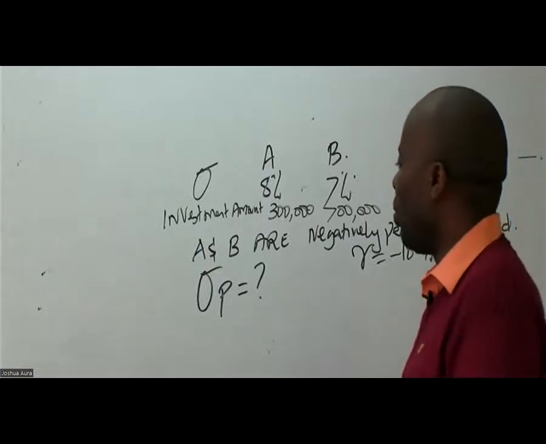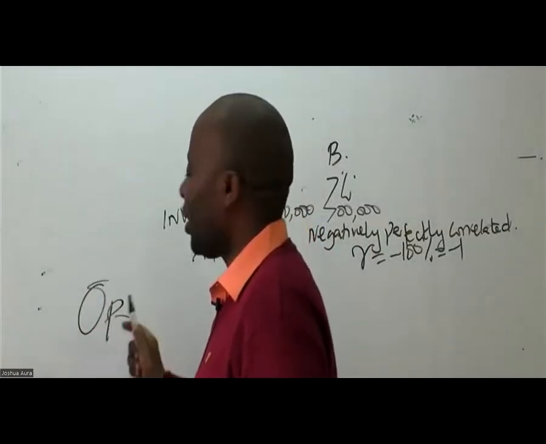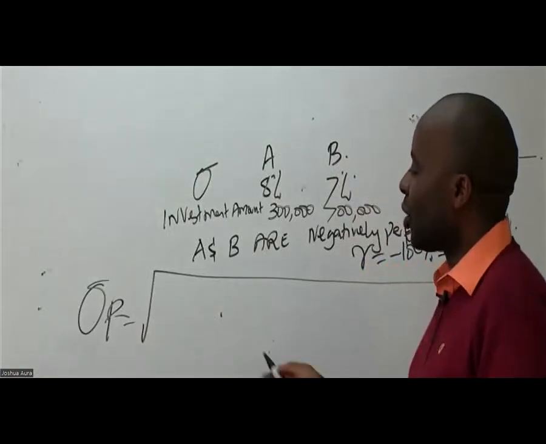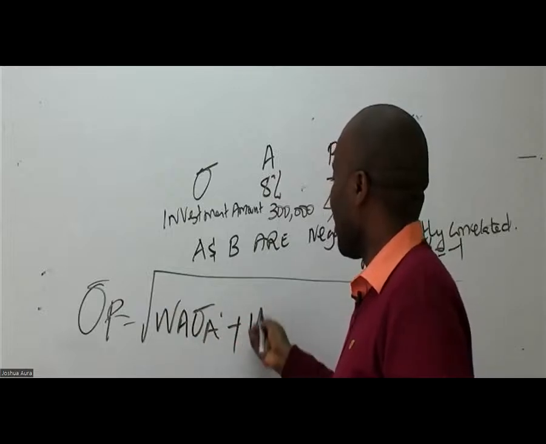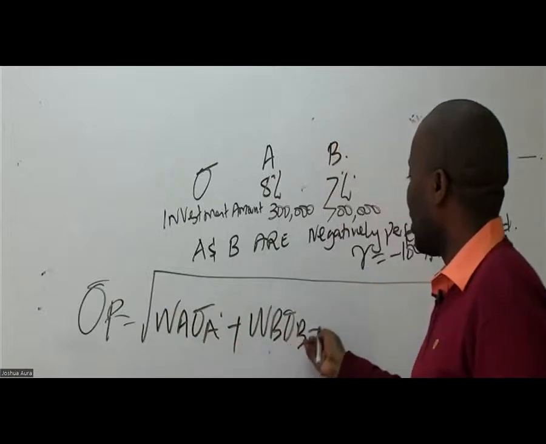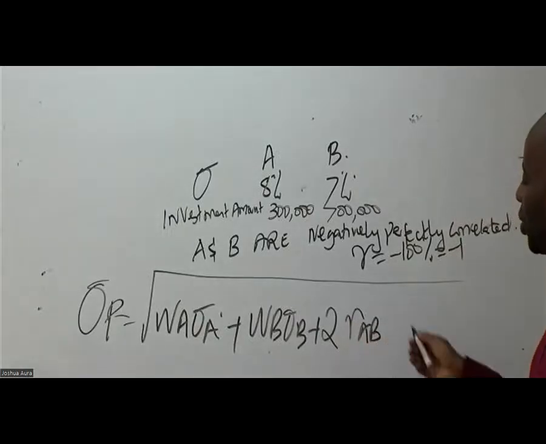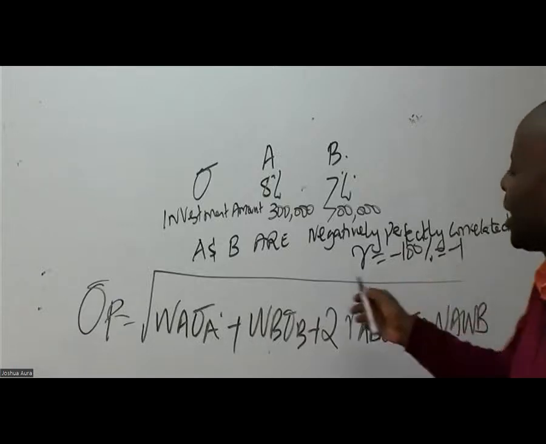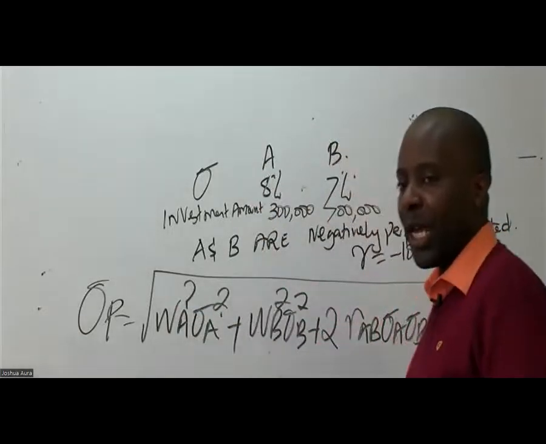And then now I will come and pull my big formula. I know that the standard deviation of my portfolio will have a big square root. We have twice the correlation between A and B. And if you're using correlation, then we must attach the respective standard deviations, not forgetting the weights, and not forgetting that all four of them are supposed to be squared like that.